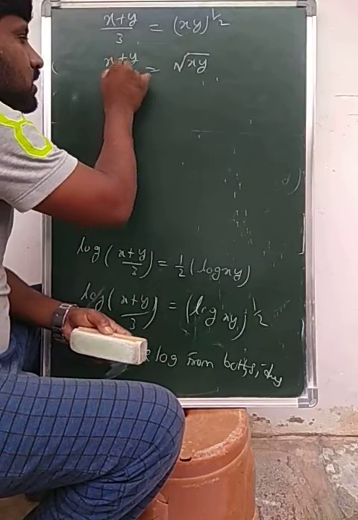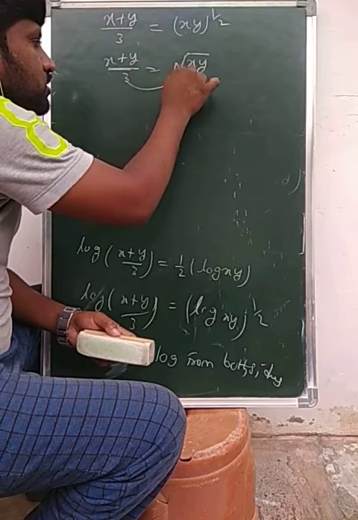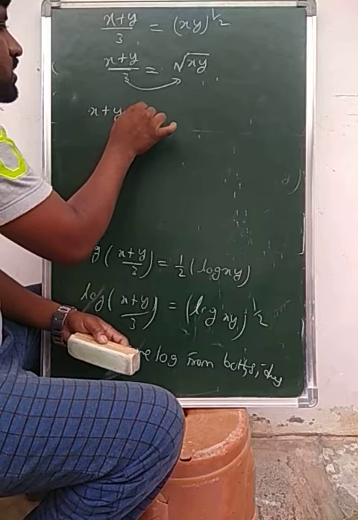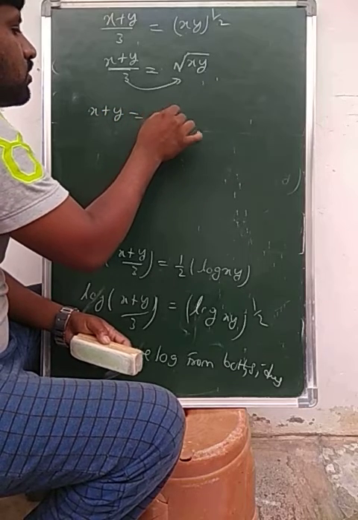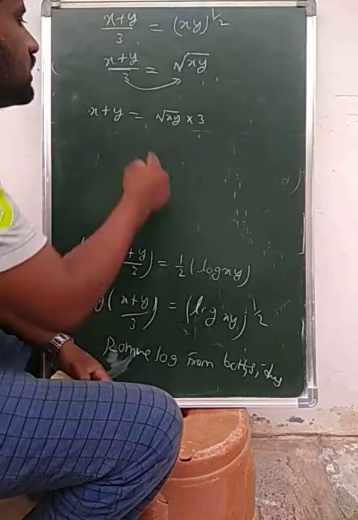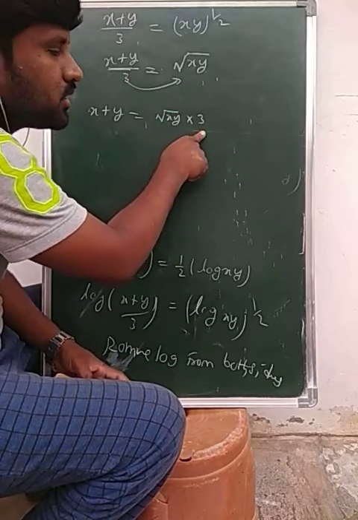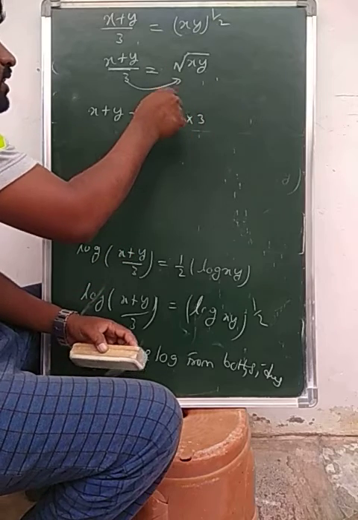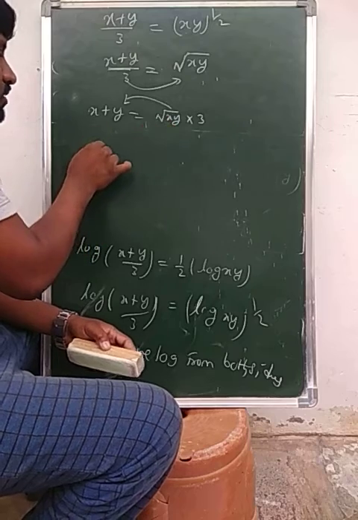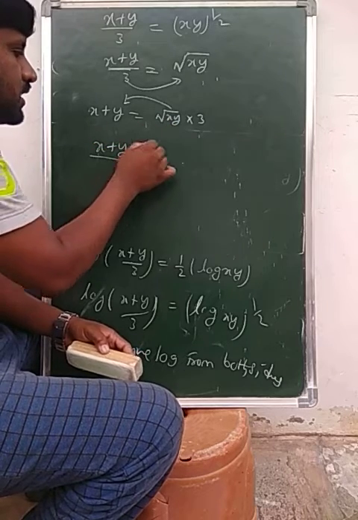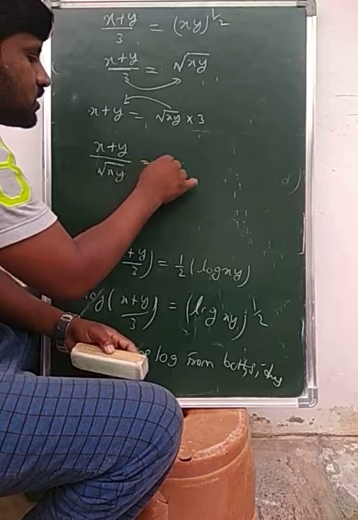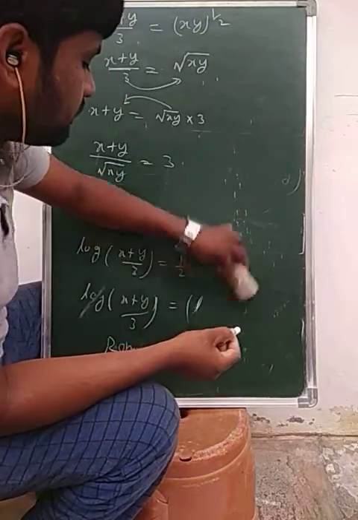Now I am transposing the division quantity 3 from LHS to RHS. Then x plus y is equal to under root of xy into 3. Division quantity becomes multiplication quantity. Again I am transposing this from RHS to LHS, multiplication becomes division, so we get (x plus y) by root xy is equal to 3.